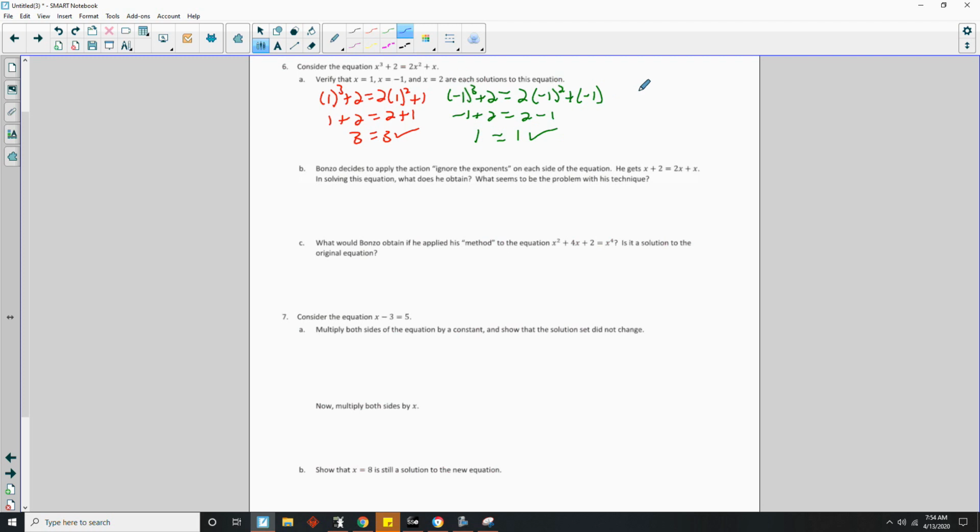And then finally we're going to try 2. 2 cubed plus 2 equals 2 times 2 squared plus 2. 2 cubed is 8 plus 2 equals 2 squared is 4 times 2 is 8 plus 2. And as you can see, 10 does equal 10. We verified all three solutions are solutions to this equation.